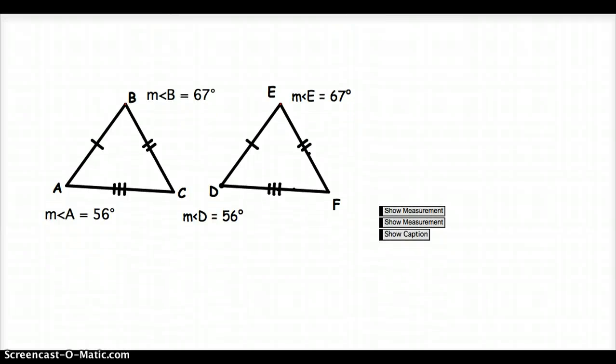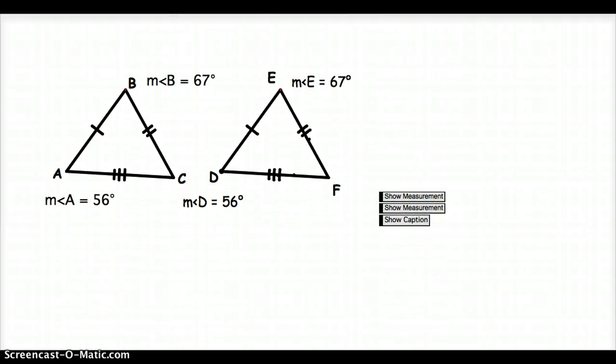Let's look at these 2 triangles. Now, in this particular case, we're given 3 corresponding sides that are congruent. So AB is congruent to ED, and BC is congruent to EF, and AC is congruent to DF. But let's take a look at the angle measures. It says angle A is 56, angle B is 67. Over here it says angle D is 56, angle E is 67.